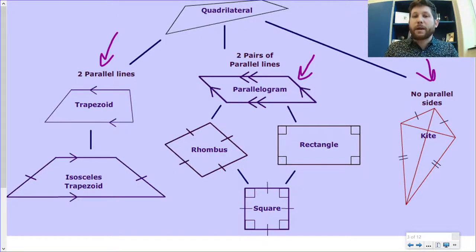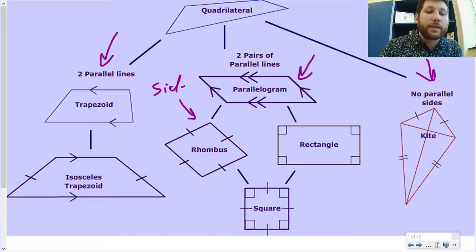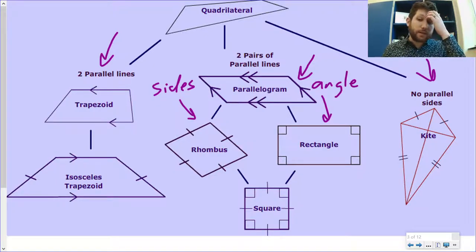Now, inside of parallelograms, there are some special kinds of parallelograms. What if I have a parallelogram where all the sides are equal? Well, if all the sides are equal, I get a rhombus. Notice, in this case, all the sides are congruent to each other. Now, if all the angles are equal, I get a rectangle. It doesn't necessarily have all equal sides, but just has all equal angles. And then a square is a combination of those two things. It has all the equal sides like a rhombus, so it's a type of rhombus, and it has all the equal angles of a rectangle, and it puts it together into one shape called a square.